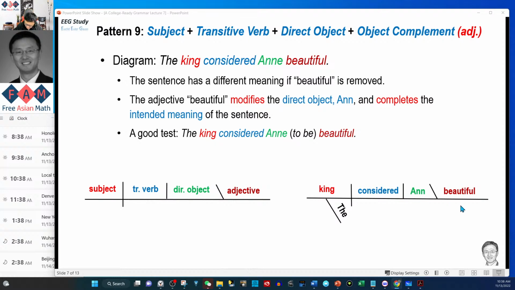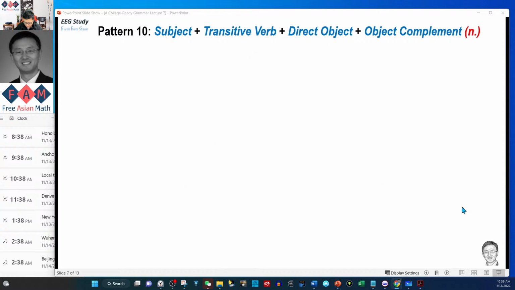So that's N. So the king considers N beautiful. That's how you diagram this pattern number 9. Okay? Hopefully that makes a lot of sense to you. Now, because this is just in parallel, not surprisingly, we will have a noun version for this so-called object complement. Okay? That just makes sense, right?